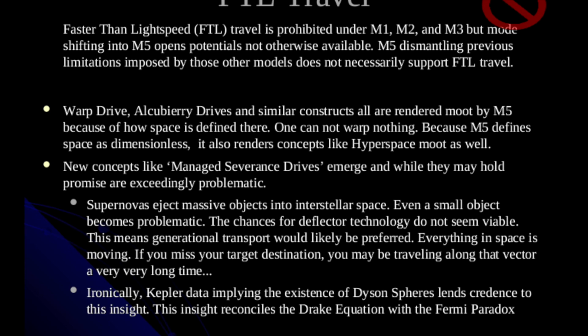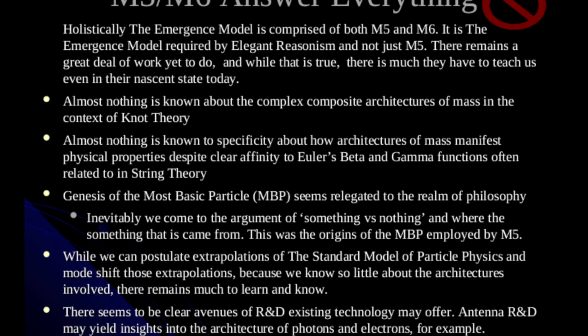Okay, do M5 and M6 answer everything? Holistically, the emergence model is comprised of both M5 and M6. It takes a holistic view of both of those to constitute what we call the emergence model.